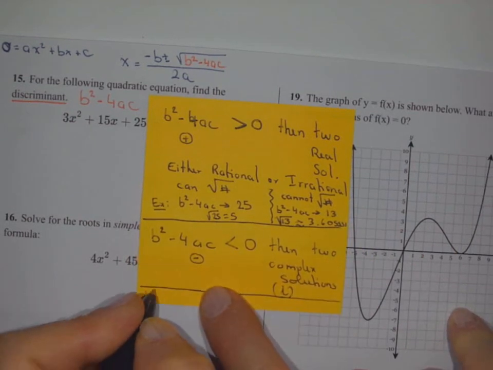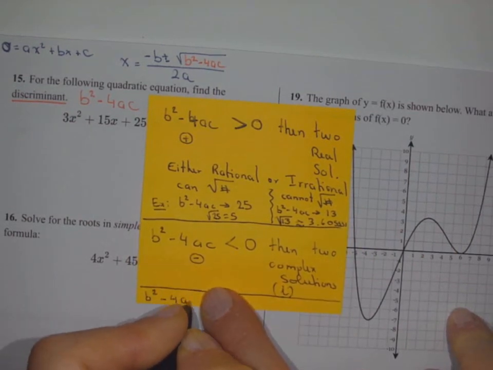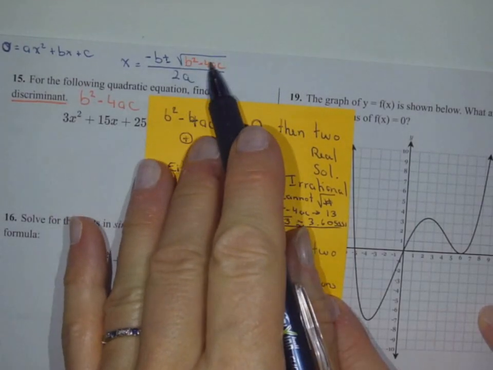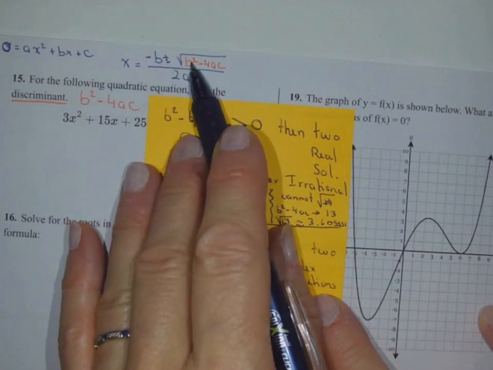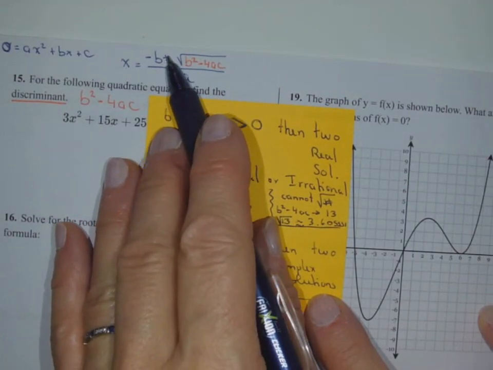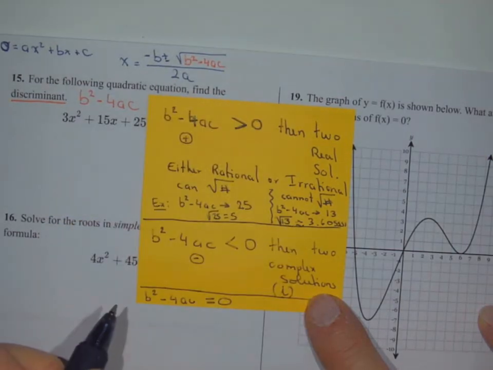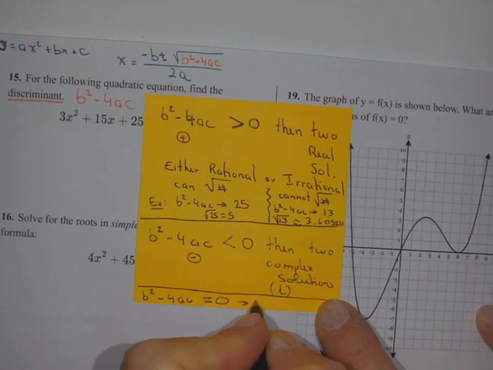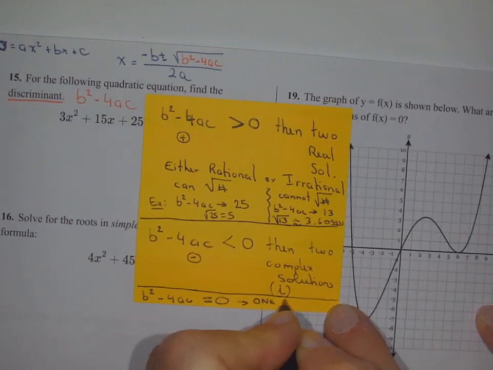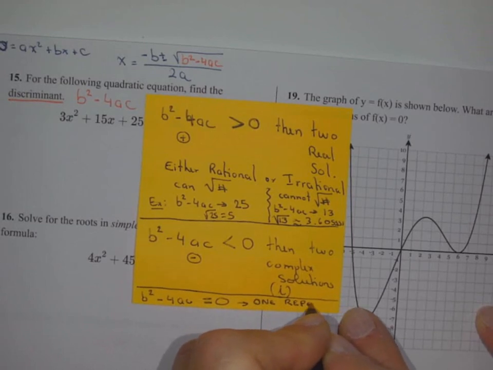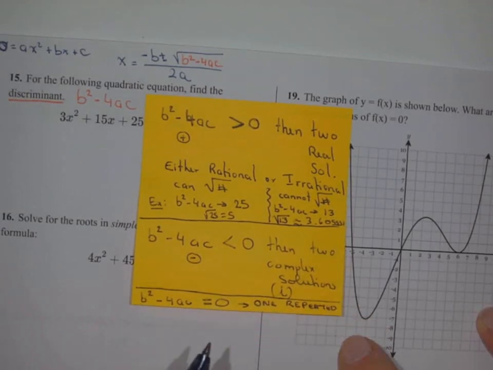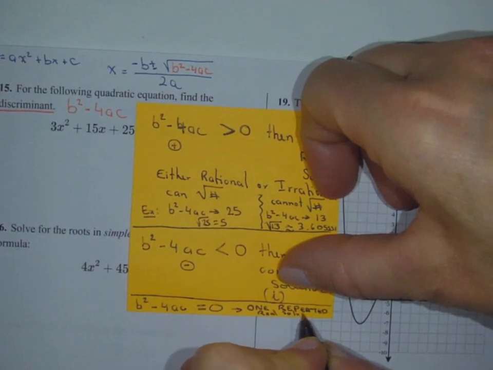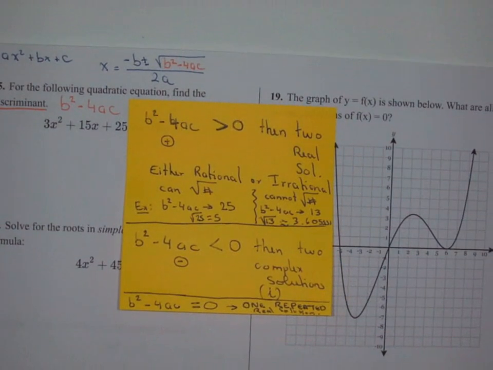The last scenario is when b squared minus 4ac equals 0. Well, if that's equal to 0, the square root of 0 is 0, so then I don't have a plus or a minus anymore, right? Positive 0, negative 0, no matter what, that's still just going to be a 0, right? So that's the case where we have one repeated solution, one repeated real solution. And if you watch the previous video, you know what I mean by that.